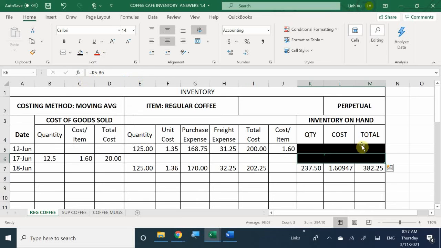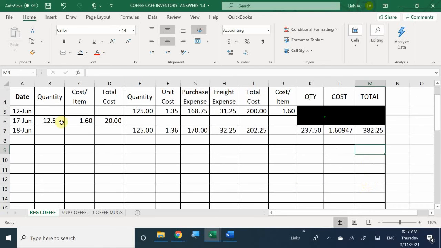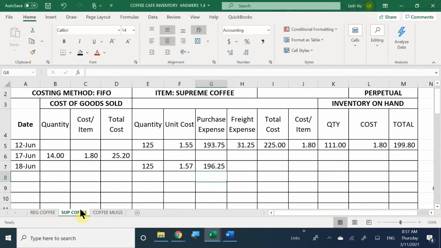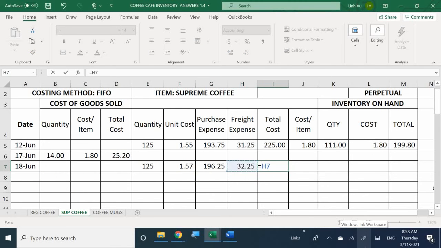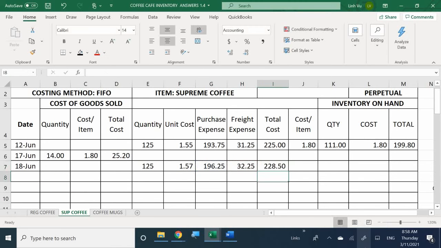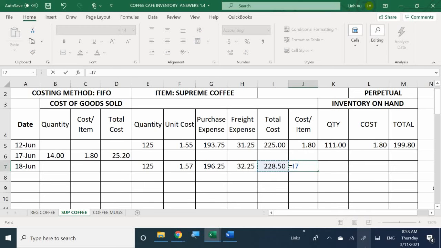Okay. So here, what about Supreme Coffee? We're going to add our $32.25. What's my total cost here? 220. Good. And in this case, what kind of costing method am I using? FIFO. So therefore, what is my cost per item going to be?